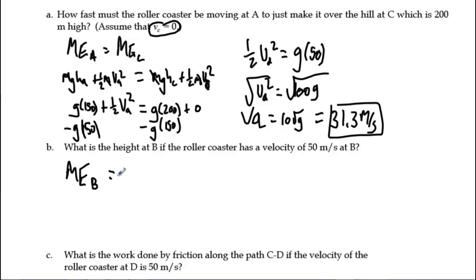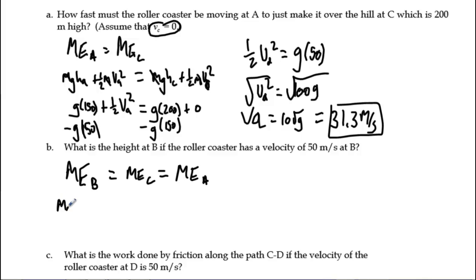Mechanical energy at B is going to be equal to the mechanical energy at C, which is also the mechanical energy at A. So it doesn't matter which one you pick. You're going to use the information you know about whichever point you pick to solve for stuff you don't know at B. So what I do know at B is its velocity. What I don't know is its height.